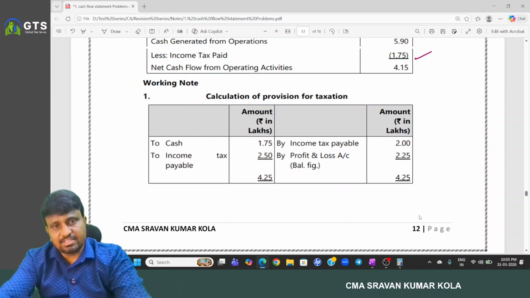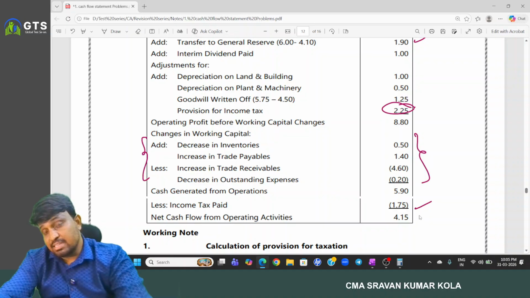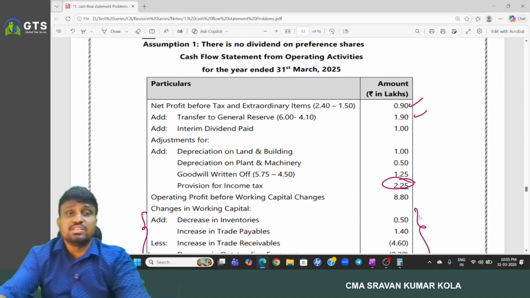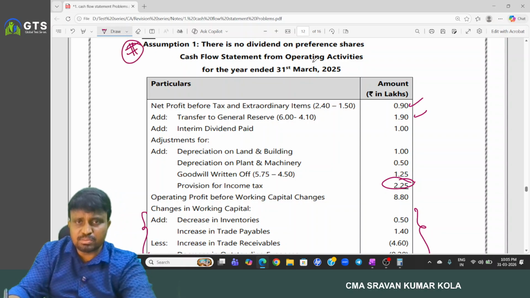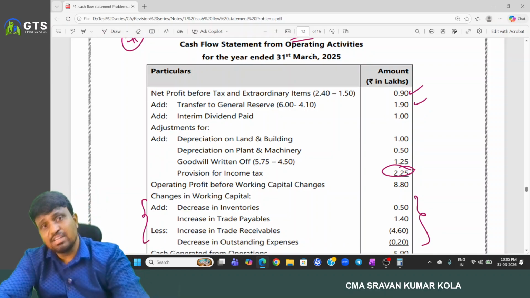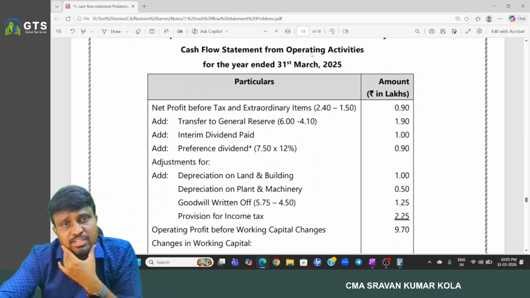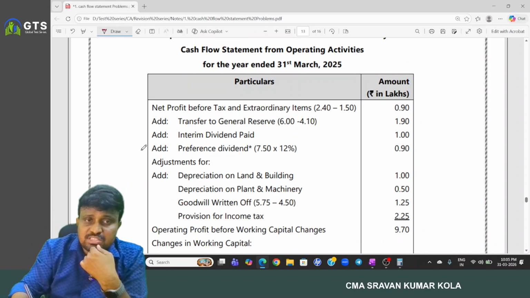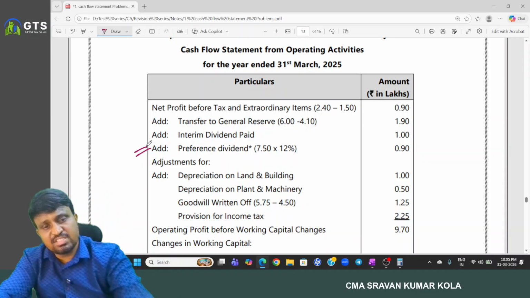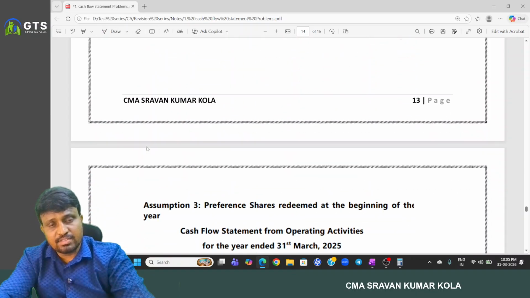This is the provision for tax account. Provision for tax. And in this case, we assumed that there is no preference dividend. If nothing was stated, just consider no preference dividend paid during the year. If you consider preference dividend, you may assume that preference dividend was paid, and you need to add back preference dividend also. Okay. Next.